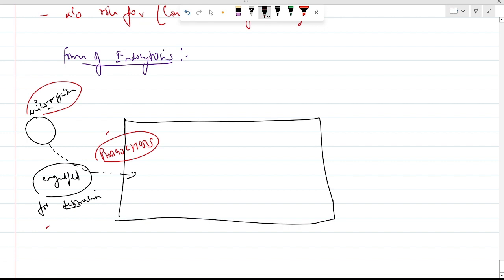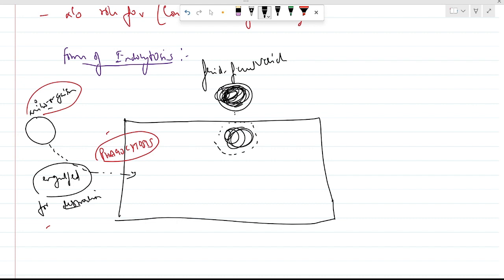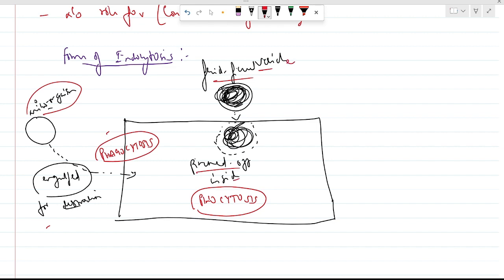Next, suppose this is a fluid filled vesicle. This fluid filled vesicle gets pinched off inside. This form of endocytosis is called pinocytosis. Pinocytosis, in which a fluid filled vesicle gets pinched off inside. Phagocytosis, the microorganism is engulfed for destruction.